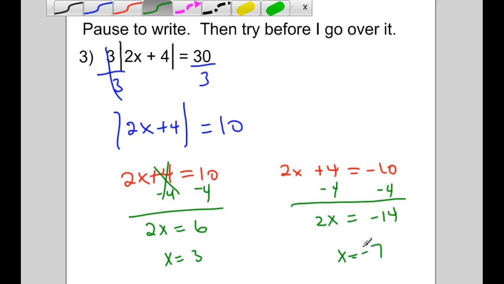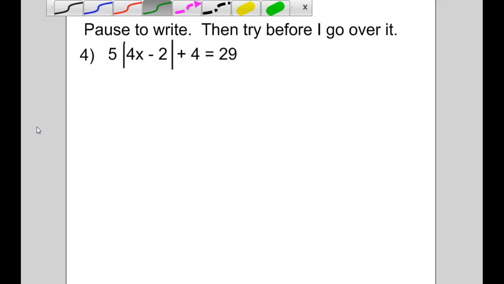Do the same thing here. Plug in negative 7. 2 times negative 7 is negative 14. You had negative 14 plus 4, you'd have a negative 10. The absolute value of negative 10 is a positive 10, and you get 3 on the outside, so 3 times 10 makes 30. It works. Here we go, 5th question.